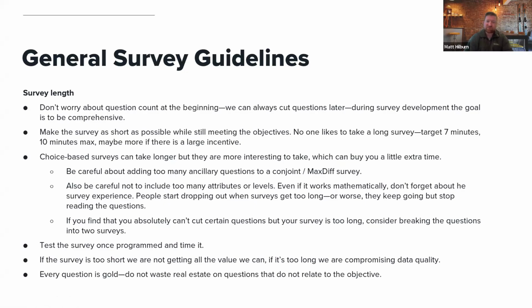Conjoint and max diff studies, also be careful to not have too many additional objectives. If you have a conjoint exercise and you're showing 10 or 20 screens, we want to be cautious to not ask a whole lot of additional questions outside of that conjoint exercise. You can ask some, but again, it can just make the survey too long. And even within conjoints, mathematically, the longer a conjoint or max diff exercise is, the better. But keep in mind that the experience might go down as people are taking that survey. So even if it works mathematically, don't ignore the actual survey experience that people are going to go through.